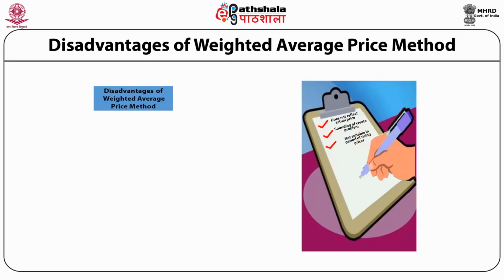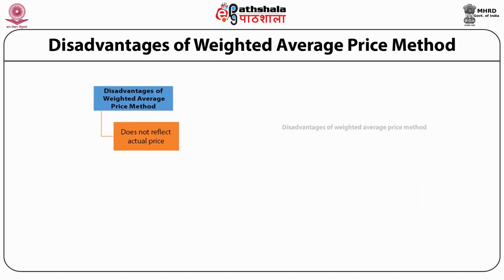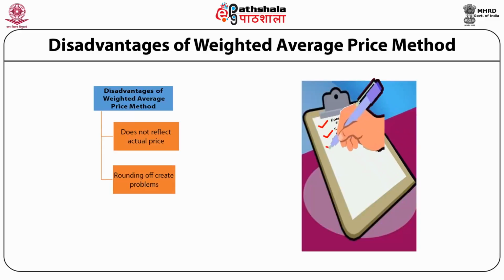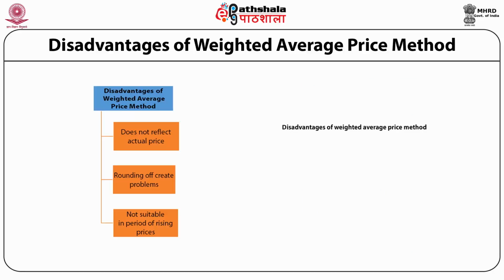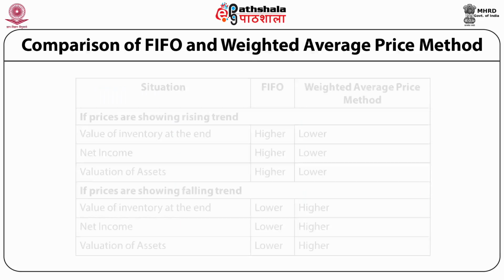It shows that the weighted average method does not reflect actual price. In this method, rounding off is required, which creates problems. And this method is not a suitable method in periods of rising prices. So these are the limitations of this method, and these are made clear with this picture.